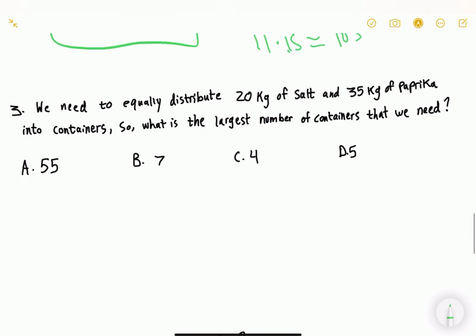So we have 5 questions total, so hang in there. It says, we need to equally distribute 20 kilograms of salt and 35 kilograms of paprika into containers. So what is the largest number of containers that we need? Okay, this is very simple. What we're doing here is the GCD, greatest common divisor. And the greatest common divisor of two integers is the largest positive integer dividing both the numbers. So we just have to simply write it as a fraction.